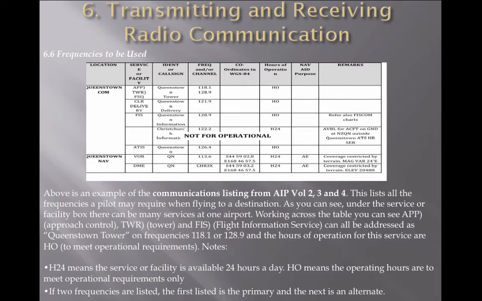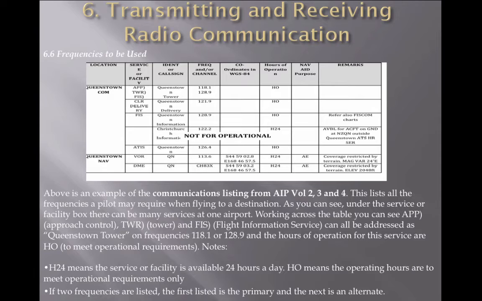Above is an example of the communication listing from AIP volumes 2, 3 and 4. This lists all of the frequencies a pilot may require when flying to a destination. As you can see under the services or facilities box, there can be many services at one airport. Working across the table, you can see approach control, tower, and flight information service.